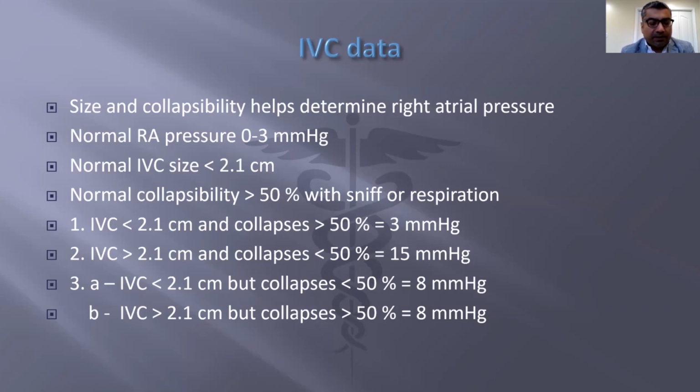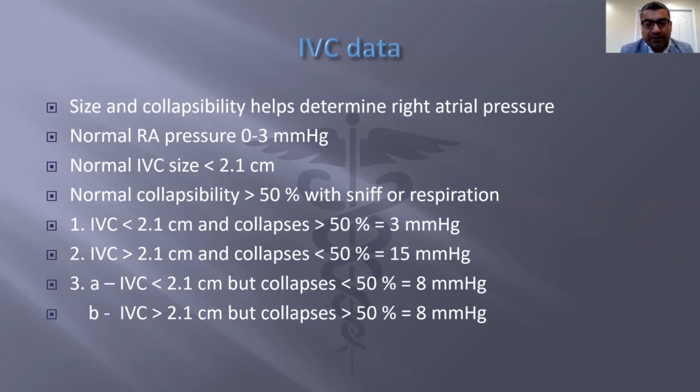So if the IVC is less than 2.1 centimeters and collapses more than 50% of the time, it's normal RA pressure. If IVC is more than 2.1 and collapses less than 50%, it is 15. And in between those two, it's very hard to remember, but if you remember 1 and 2, you can figure out the third number, which is IVC is normal, but doesn't collapse as well as you would like, less than 50%. And that number is 8.